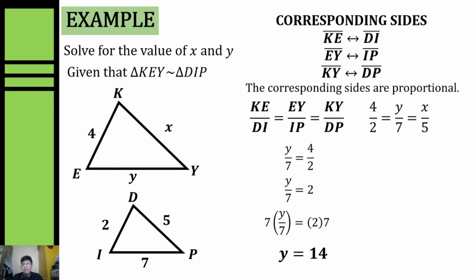Okay. Now, let's proceed to solving for the value of X. So, X over 5, we equate it to another complete fraction, which is 4 over 2. So, X over 5 is equal to 4 over 2. So, let's simplify 4 over 2. We will have X over 5 is equal to 2. And let's solve for the value of X by multiplying both sides by 5. That will be our final answer.